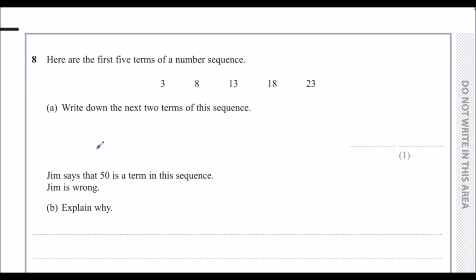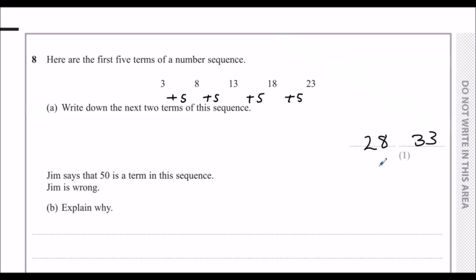Question 8. Here are the first 5 terms of a number sequence. Write down the next 2 terms of this sequence. So we can see that every term is 5 more than the previous term. To go from one term to the next term, we add 5. So 23 plus 5 is 28, and then 28 plus 5 is 33.